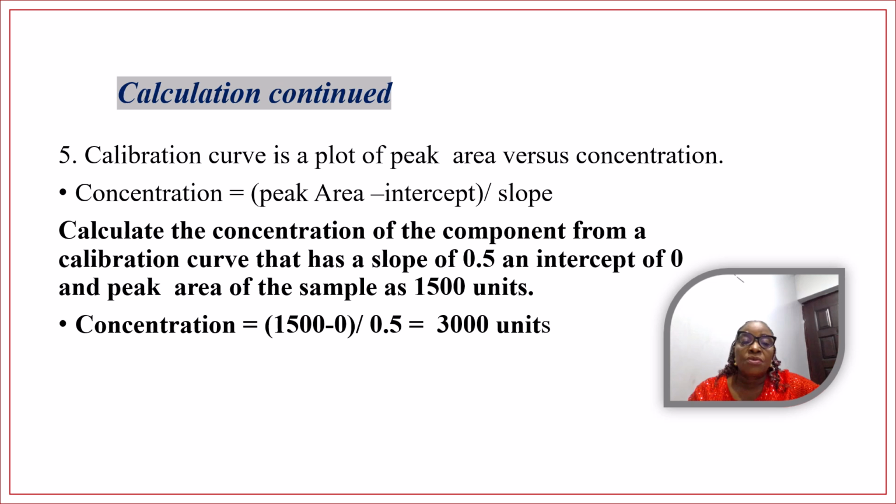Calculations continued. The peak height is a measure of the detector response at the peak apex, and the calibration curve is a plot of peak areas versus concentration, as we know, and concentration equals peak area minus intercept divided by slope. So you can be told to calculate the concentration of the component from a calibration curve that has a slope of 0.5, an intercept of 0, and peak area of the sample as 1,500 units. Concentration will equal 1,500 minus 0 over 0.5, which will give us 3,000 units.